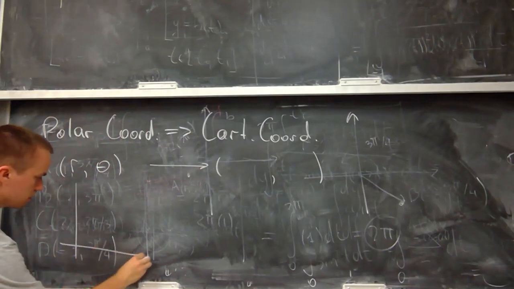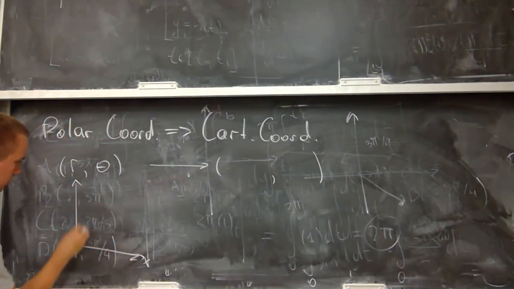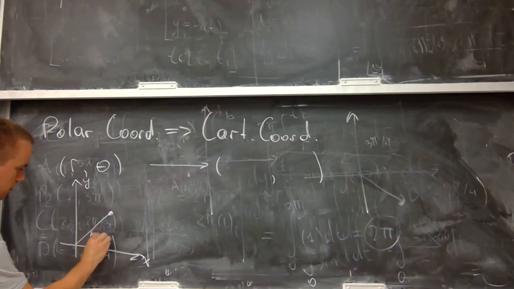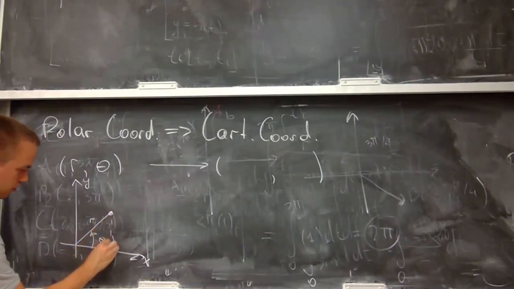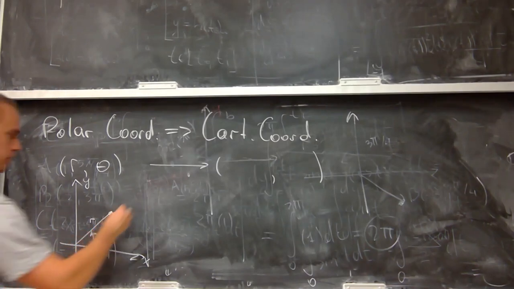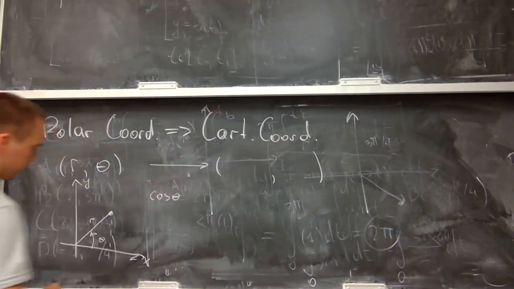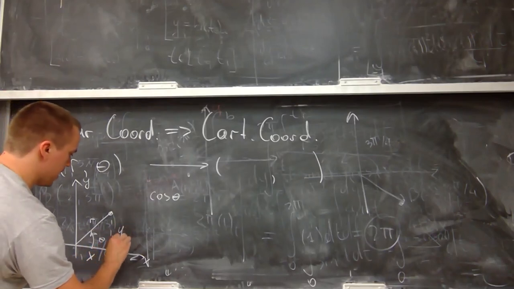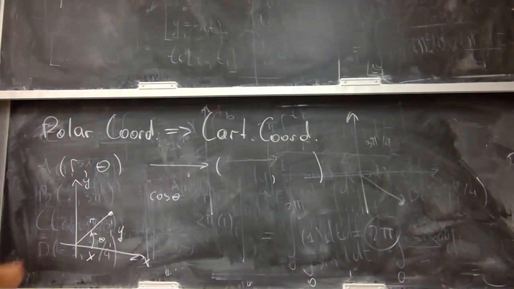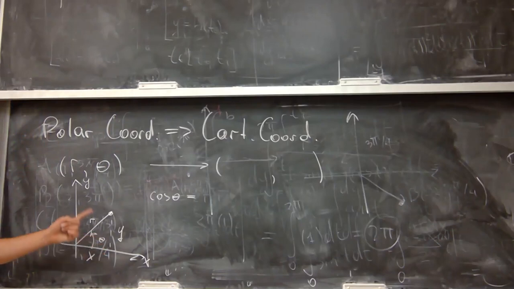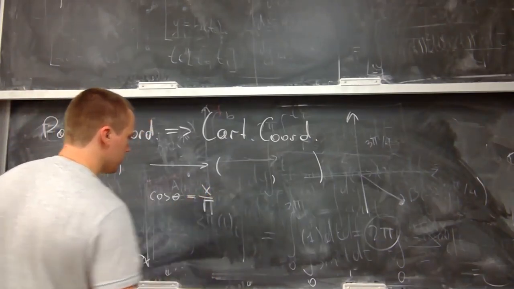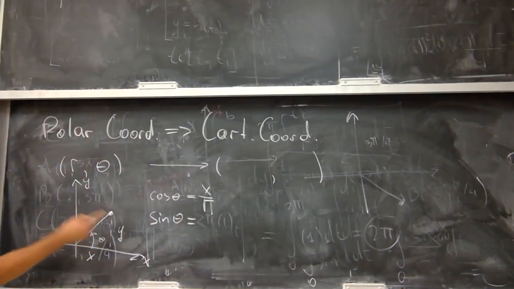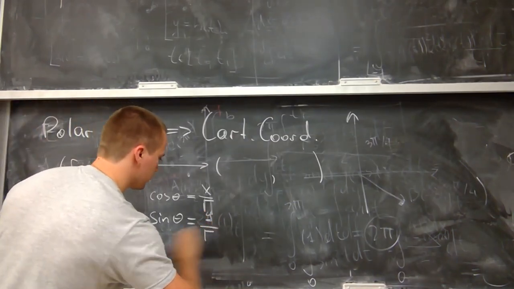Let's draw a picture. We know that if we have r and theta, we're given some point that looks like this. I will rotate my vector by theta, and this is my distance r. Then, using the formula for cosine theta, what is my cosine theta? Let's name the coordinate in the x direction x, and the coordinate in the y direction y. Then my cosine theta is equal to x over r. And what about my sine theta? Sine theta here equals y over r.